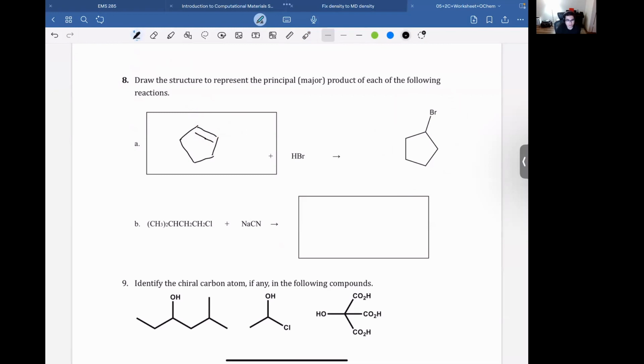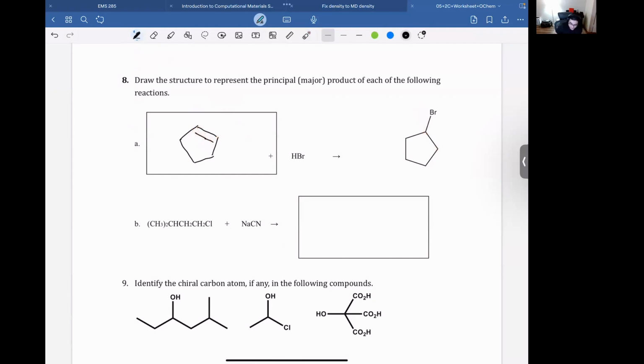If you have to know, Markovnikov's rule states that the hydrogen goes on the carbon with more hydrogens. So if I had a methyl group here, then the hydrogen would go onto this one after the reaction, and the bromine would go here. So you would get that.